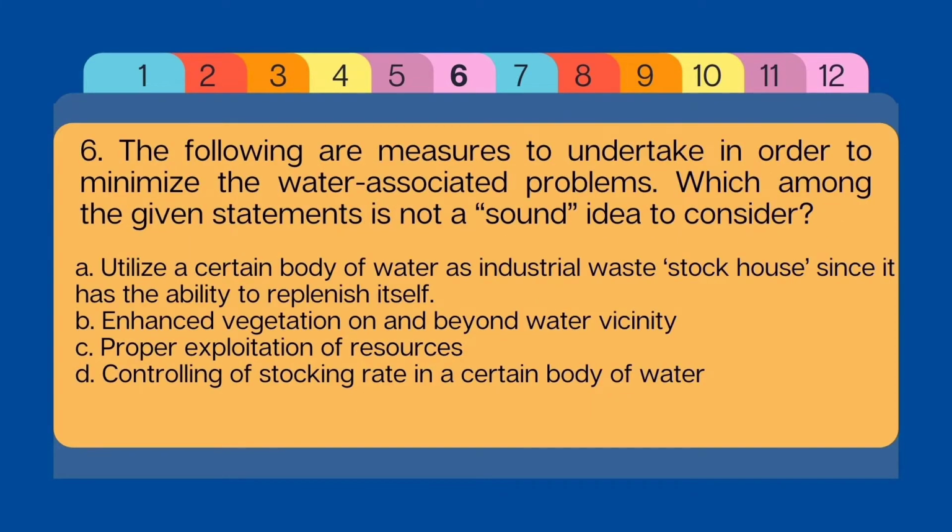Number 6. The following are measures to undertake in order to minimize the water-associated problems. Which among the given statements is not a sound idea to consider? A. Utilize a certain body of water as industrial waste stockhouse since it has the ability to replenish itself. B. Enhance vegetation on and beyond water vicinity. C. Proper exploitation of resources. Or D. Controlling of fish stock, rather stocking rate in a certain body of water.